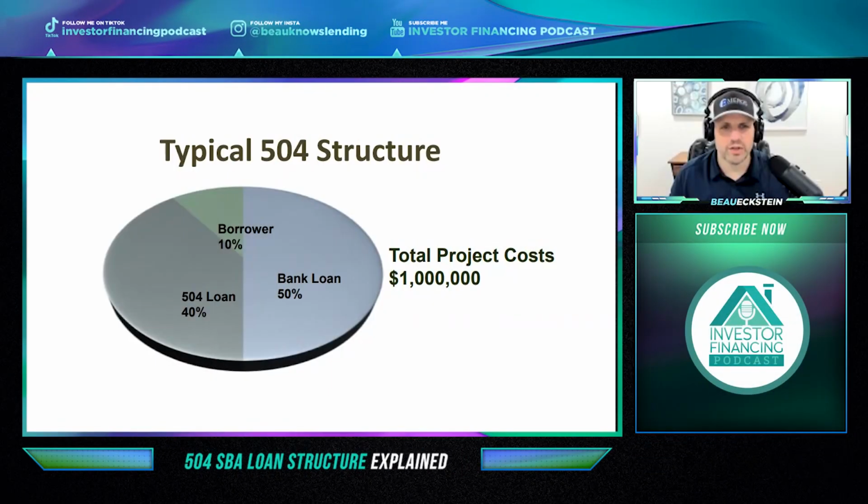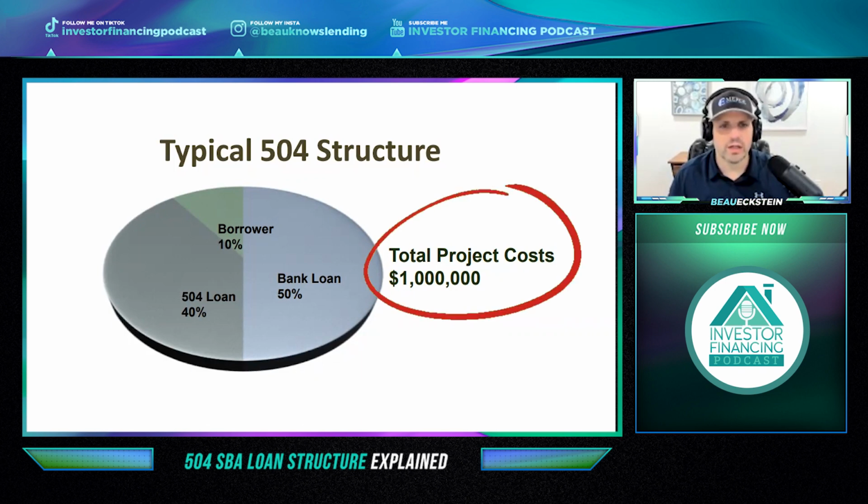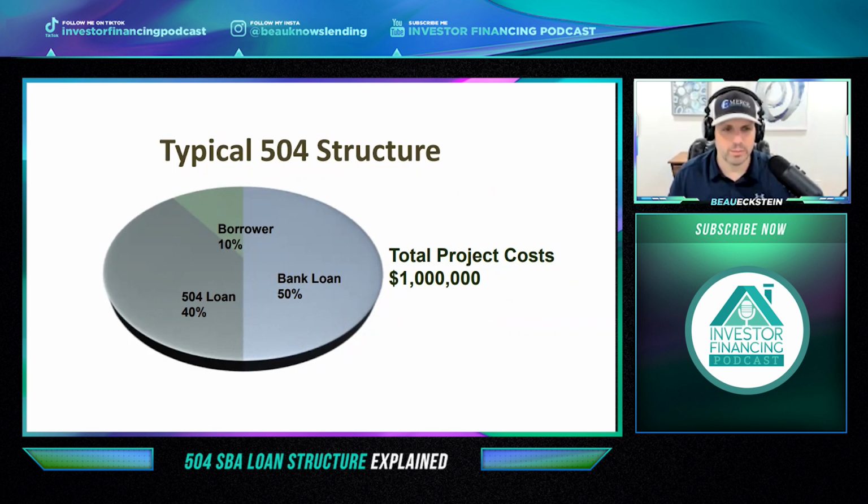I'm your host, Beau, and today we're going to discuss a typical SBA 504 loan structure. So if you see on the screen, we're looking at a deal that's a $1 million total project cost deal. There's two loans. There's a senior loan and then there's a junior loan. The senior loan is the bank piece.